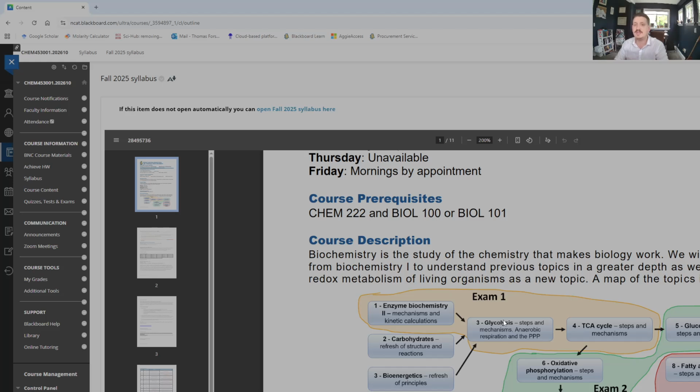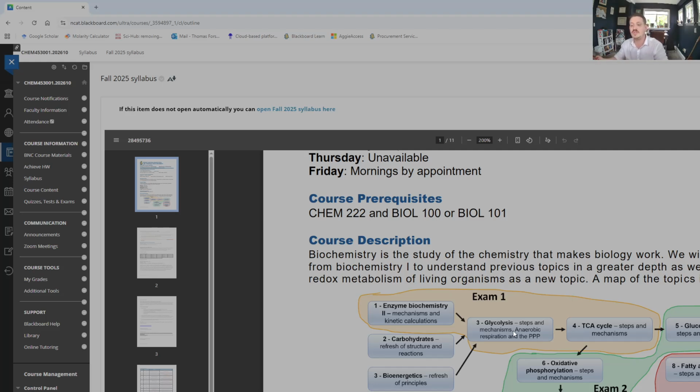Even the enzymes are very, very similar. They are the same enzyme, but maybe there may be some slight changes to the structure and sequence, but very, very minor actually. And so, indirectly, carbohydrates and bioenergetics are going to be tested because we're going to talk about the structure of sugar, of glucose.